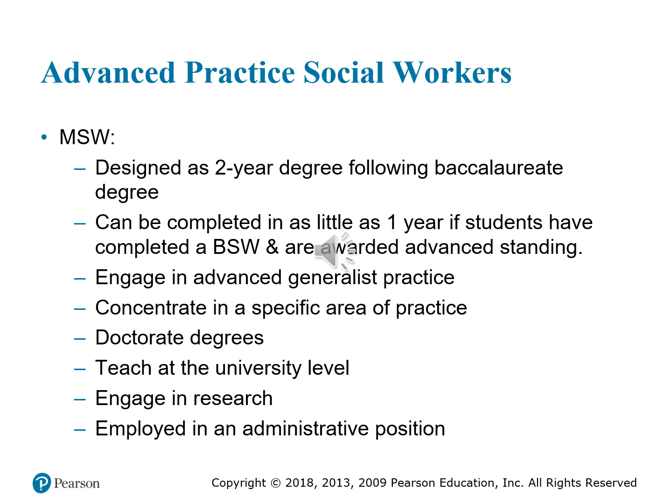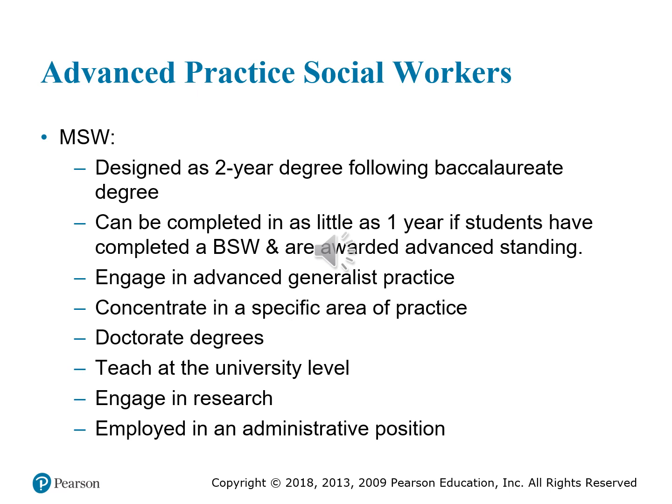The advanced practice social worker has an MSW, the Master of Social Work degree. You can generally complete this full-time in 2 years or part-time in 3 to 4 years. There are also programs that allow you to complete it as advanced standing, within 1 year. Those are individuals who complete the BSW program with a 3.0 or better GPA, and they are awarded advanced standing into the master's program. Therefore, they can complete it in as little as a year.